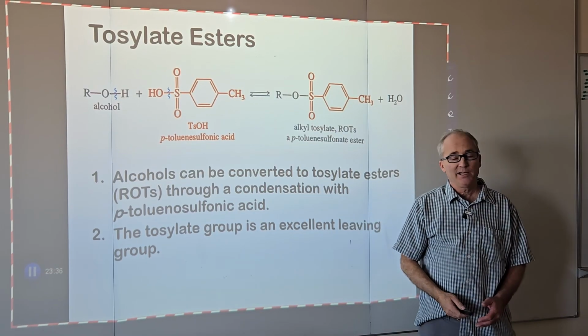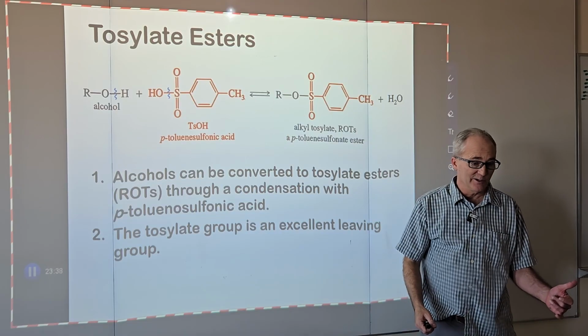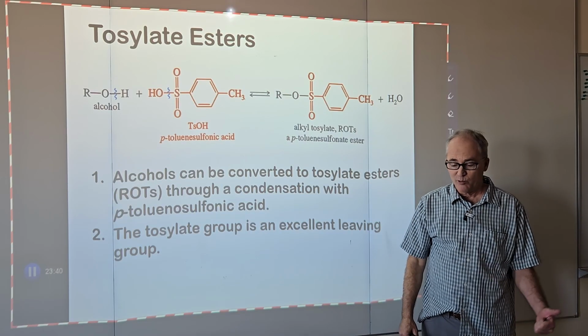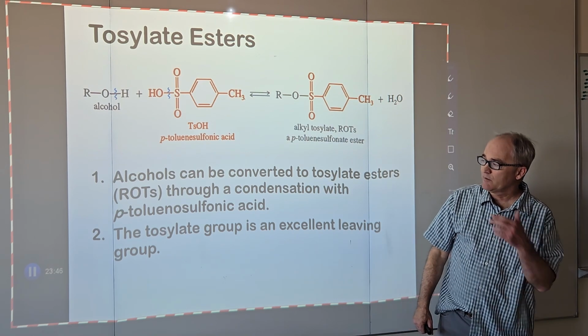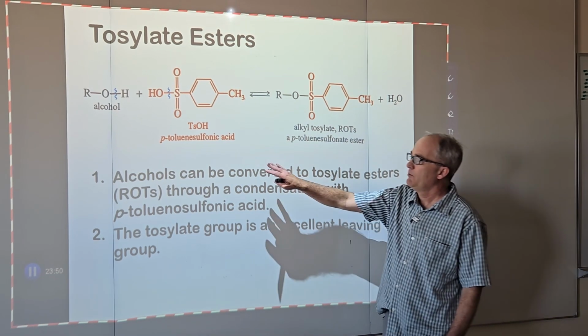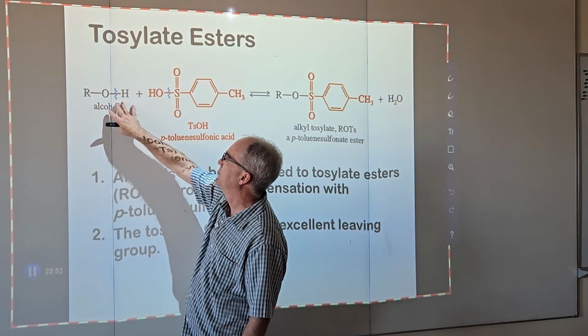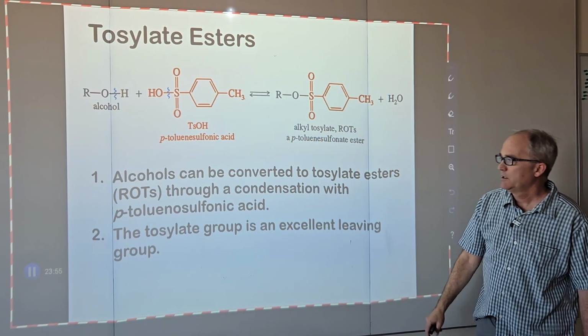Why did I bring up the alkyl halide? Halides are good leaving groups because they are weak bases, or the conjugate base of a strong acid. So the whole point of this is to make a good leaving group here. And we can do a substitution reaction.